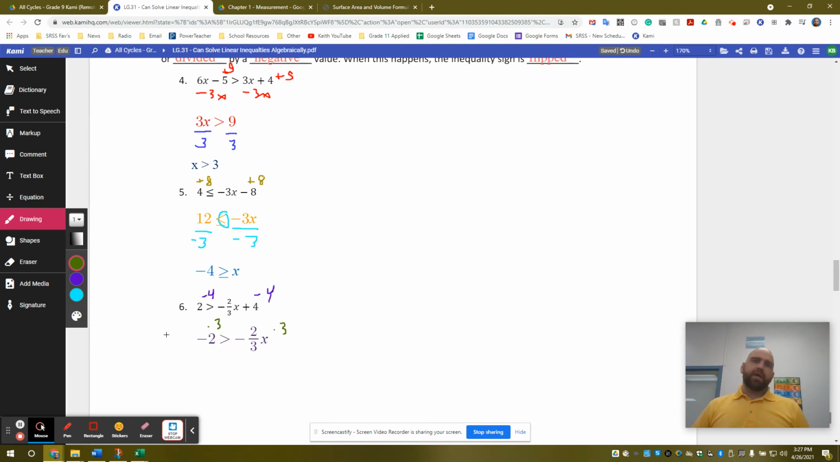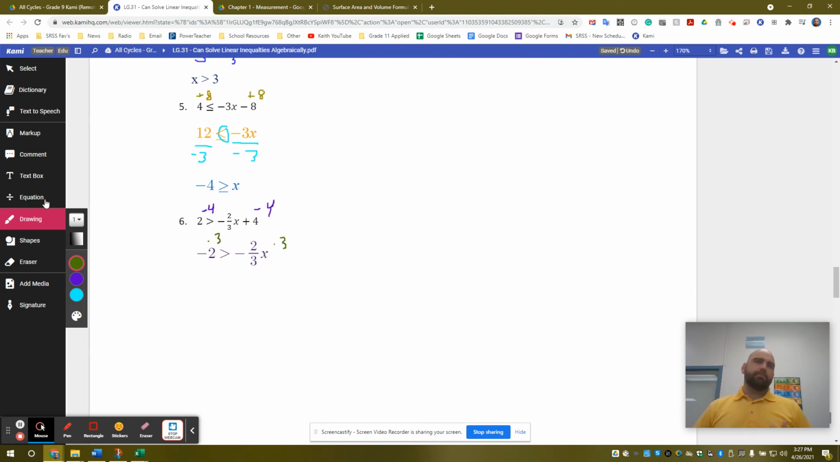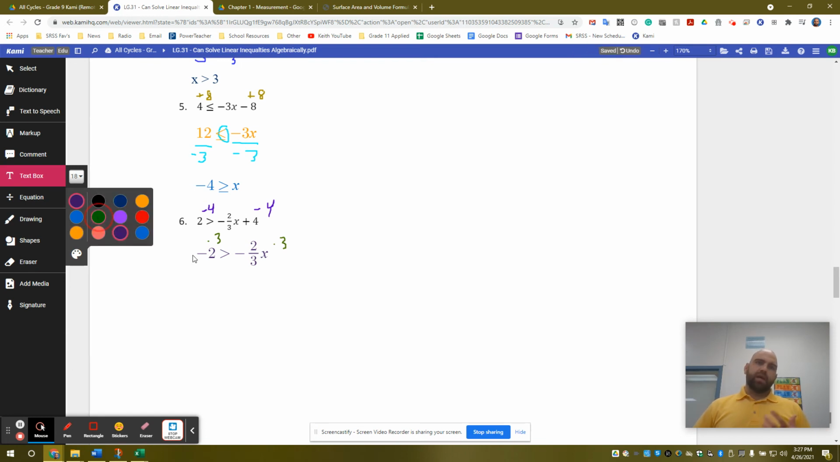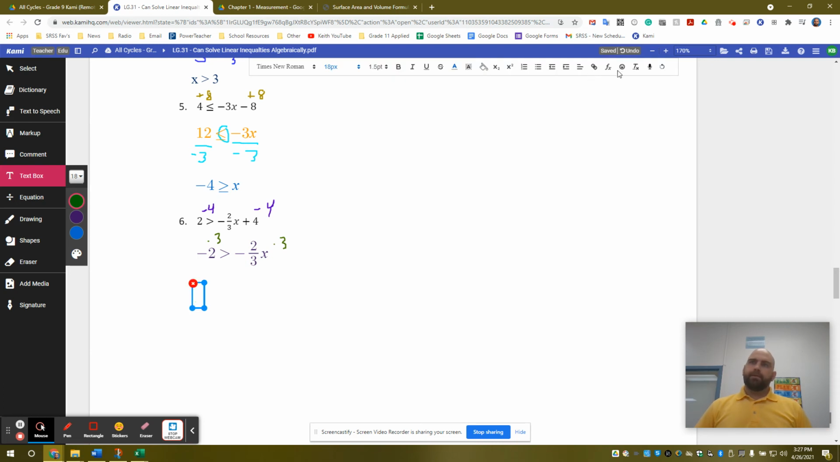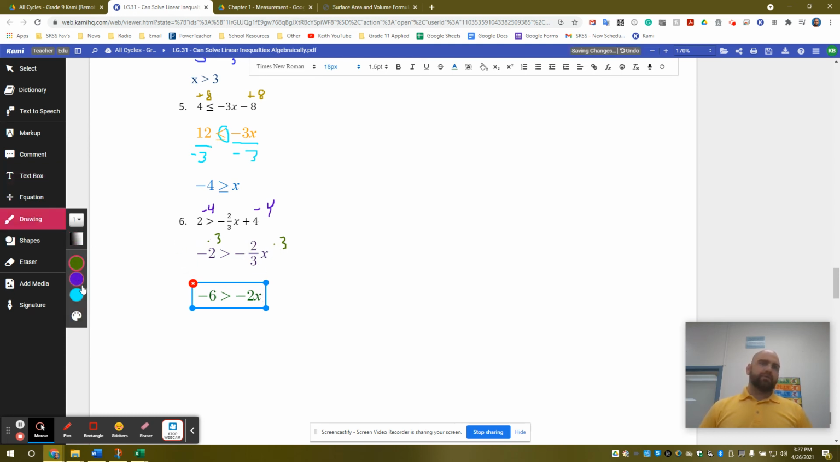This is not going to change the sign because we are multiplying by a positive value. We're multiplying by a positive, so it doesn't change the sign. It's going to keep it at a greater than sign. And so this is negative 6 is greater than negative 2x. So we got rid of the 3, but the negative 2 still stays there. It's still negative because we multiplied by a positive, so it stays as a negative.